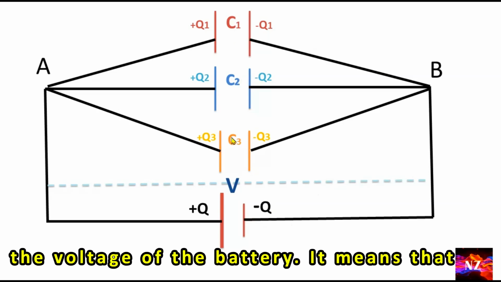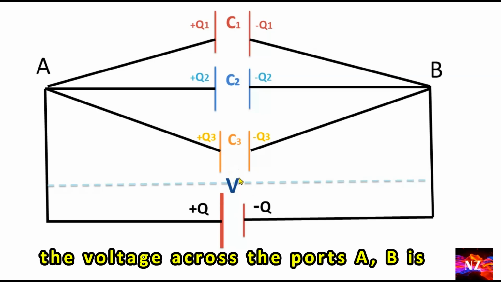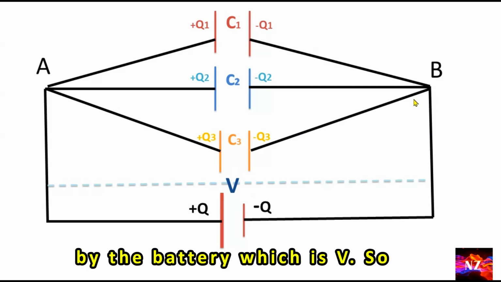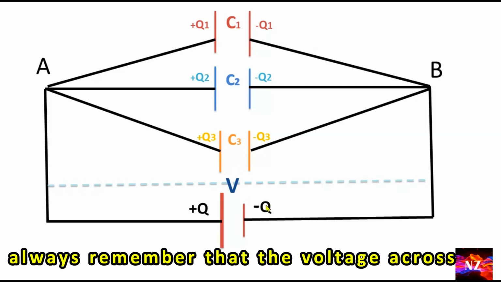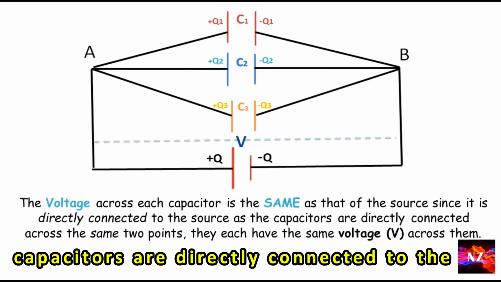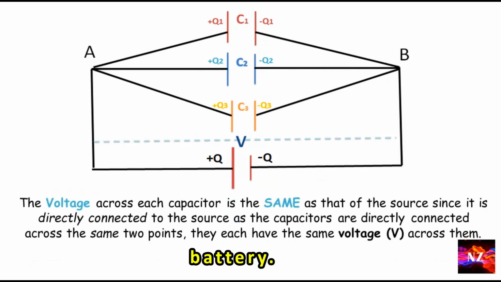of the battery. It means that the voltage across the points A, B is equal to the voltage which is provided by the battery, which is V. So always remember that the voltage across each capacitor is the same because all the capacitors are directly connected to the battery.